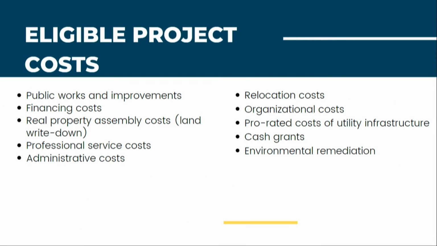Eligible project costs: public works and improvements, financing costs, real property assembly costs, professional service costs, administrative costs, relocation, organizational costs, prorated costs of utility infrastructure, cash grants, and environmental remediation are the eligible costs for TIDs.